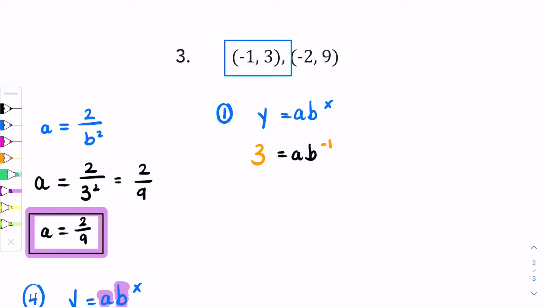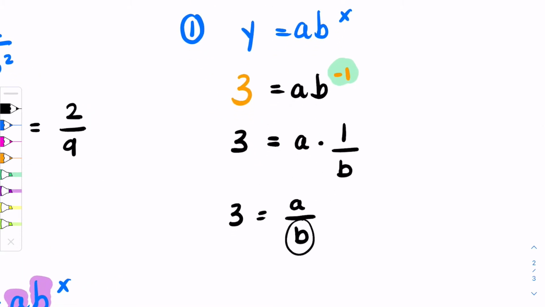Now right here, we just ended up with a negative exponent. I'm going to rewrite this as a positive exponent in the denominator. So this is a multiplied by 1 over b. That's the same thing as a over b. Because I need to solve for b, I need to isolate this value. All I can do at this point is multiply both sides by b, which is going to eliminate it on the right side, moving it to the left side, giving me b times 3, or 3b, is equal to a.